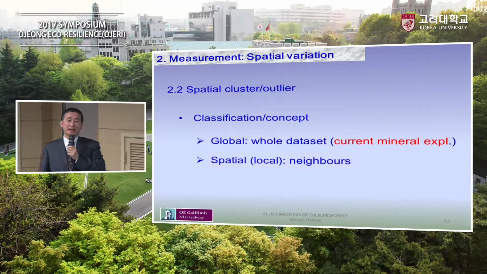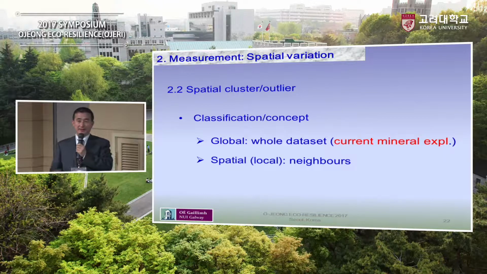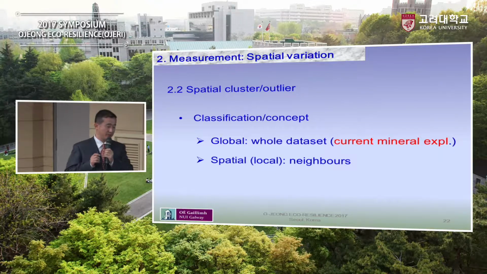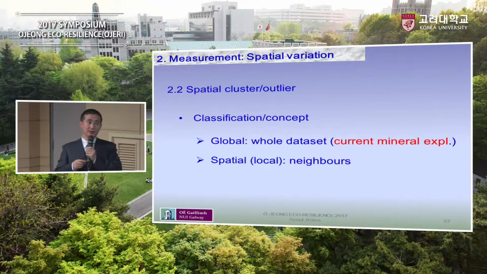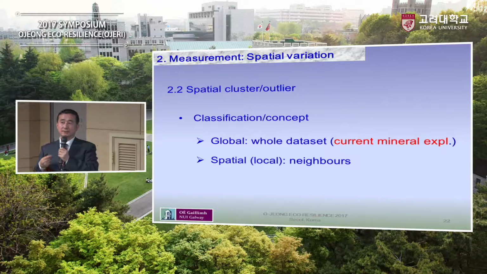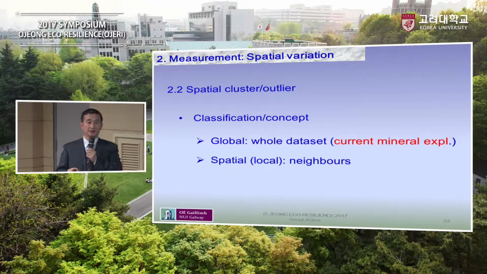Number two, how do we measure spatial variation? Another idea is to use spatial outlier. So when we get data, we care very much about an outlier. Yesterday, I was in the environmental risk assessment conference. We care about pollution, so we want to identify those sites.